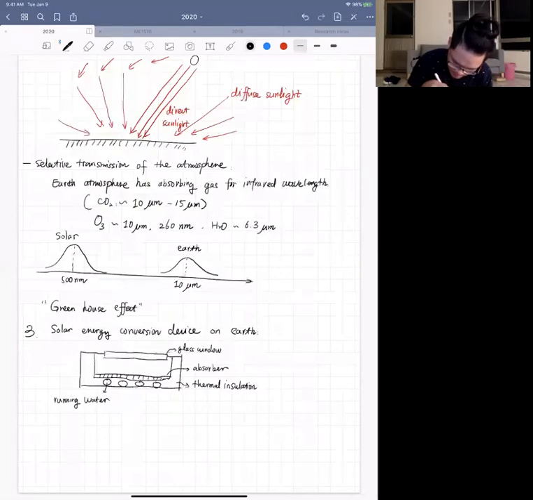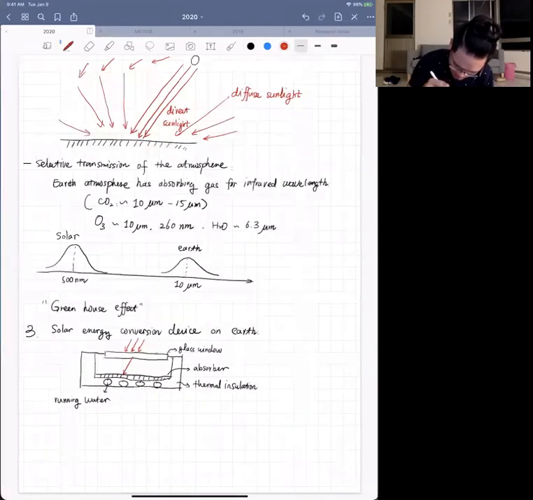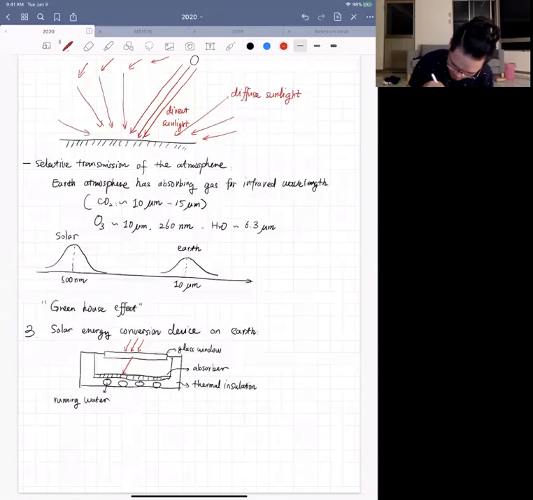Basically, you want to use the incoming solar radiation. Because you have a glass window, only a fraction of the solar radiation can actually enter your device. This solar radiation that goes into the device is going to be absorbed by this absorber. Of course, you want your absorber to be as efficient as possible, so you can heat up your absorber. Then you can use the absorber to heat up running water, and you get hot running water.